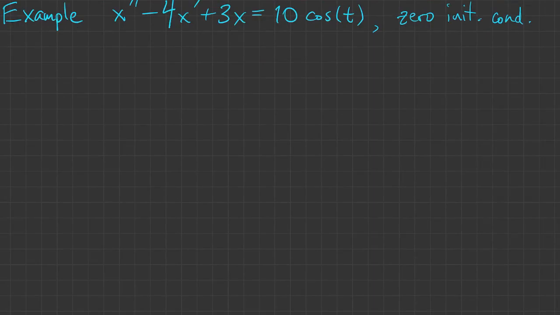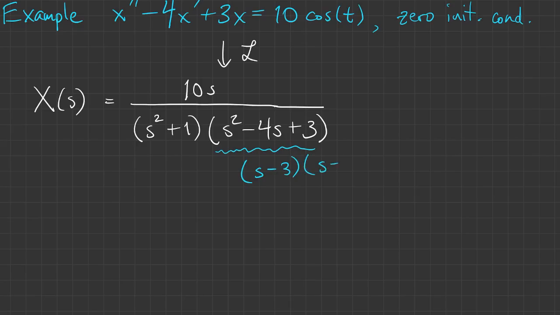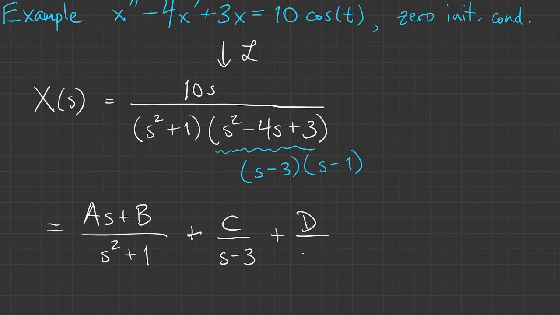Here's another example with imaginary poles, this time from the forcing function. I'm assuming zero initial conditions, so capital X will just have this one thing. It's got imaginary poles from the cosine, as well as the characteristic polynomial, which here has two real poles. So its partial fraction decomposition will have three terms. One of them is the quadratic from the imaginary poles, and then one for each of the real poles. So our job is to find the four constants in this formula. And once again, I'll do it by clearing the denominators.